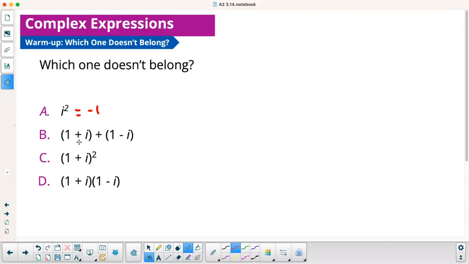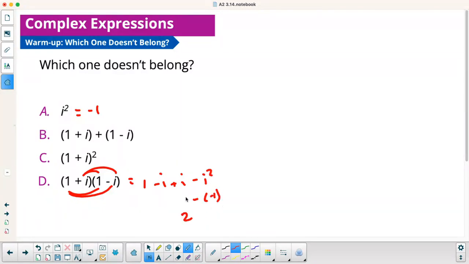All right, go to B. This is the only one that involves the sum of two complex numbers. C, you could say it's the only one with a complex number squared. You could say D, if I multiply these, I'm going to get 1 minus i plus i minus i squared, which is going to be -1.